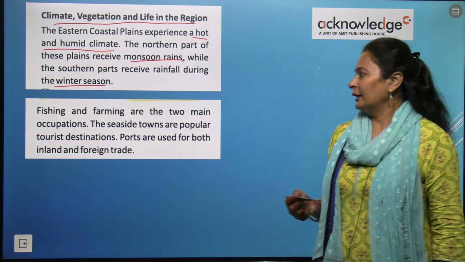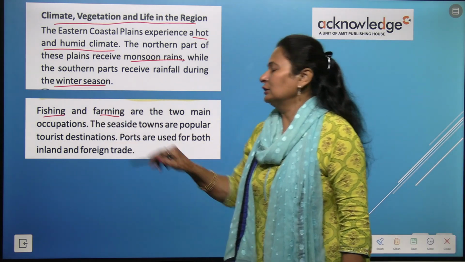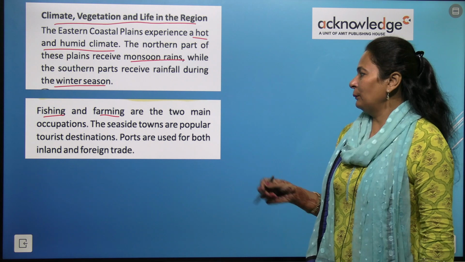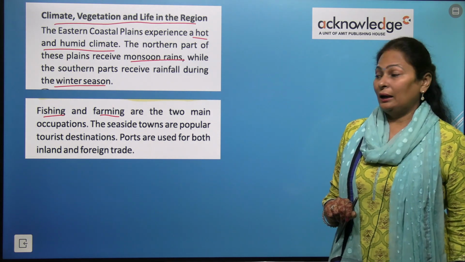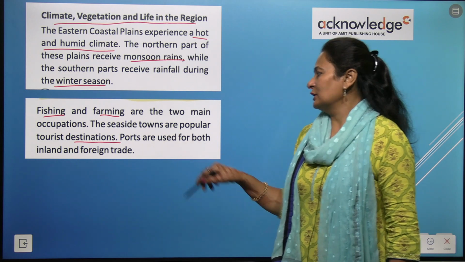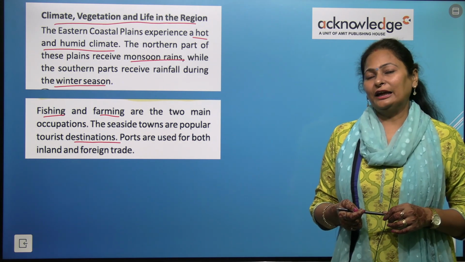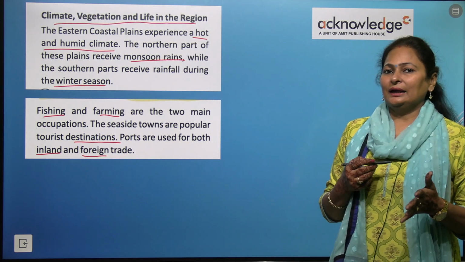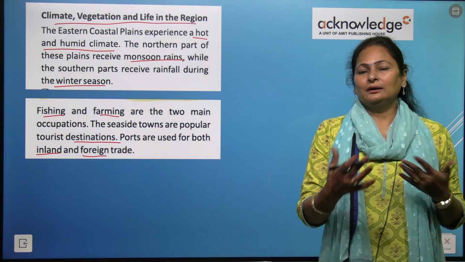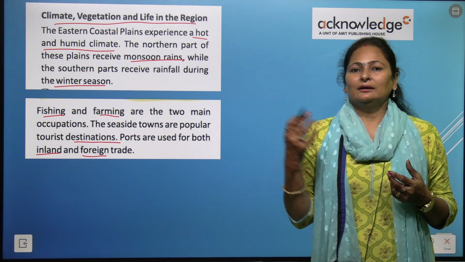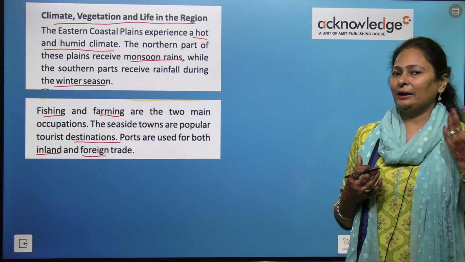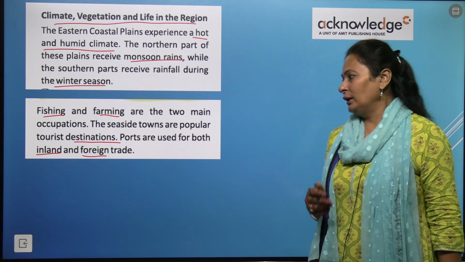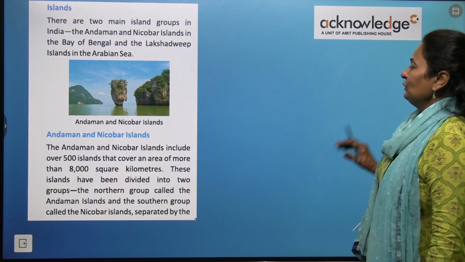Fishing and farming again are the two main occupations for the people of this region, the eastern coastal plains. The seaside towns are popular tourist destinations. Ports are used for inland trade and foreign trade. Inland trade means the things are passing from one place to another within the country, right? And foreign trade means the goods are coming and going, imported and exported from the other parts of the world, right? So let's see the islands.